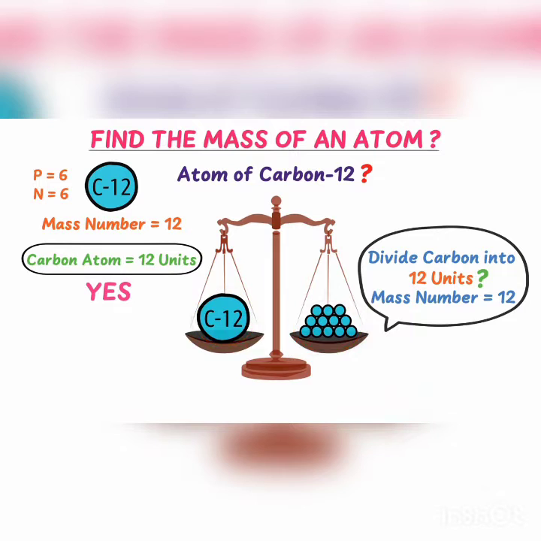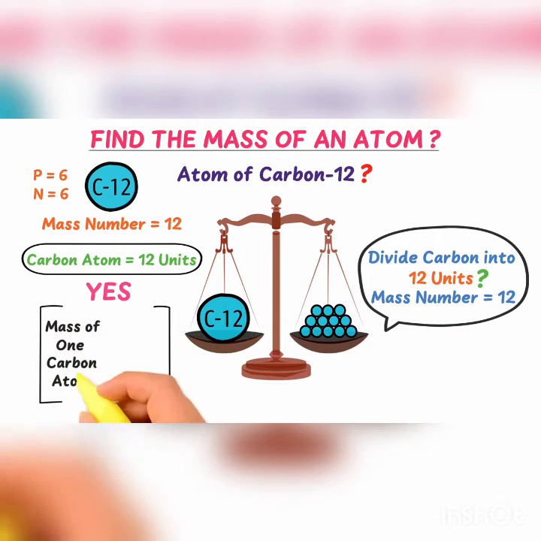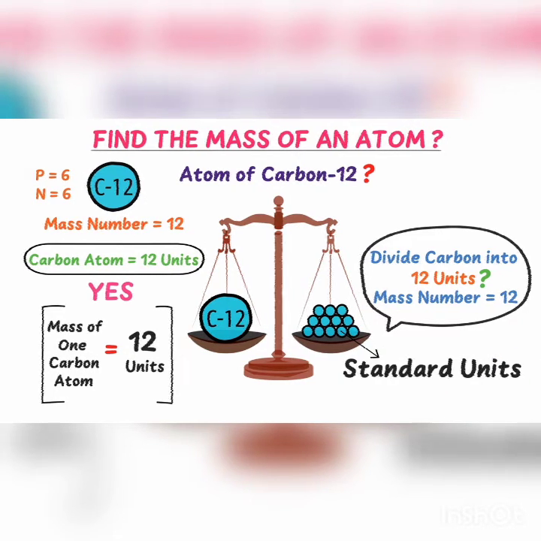Here I am going to repeat the same. Here there are 12 units in a single carbon atom. So you can say that the mass of a single carbon atom is equal to 12 units. Now we will use the small units of carbon as the standard unit to measure the masses of different atoms.